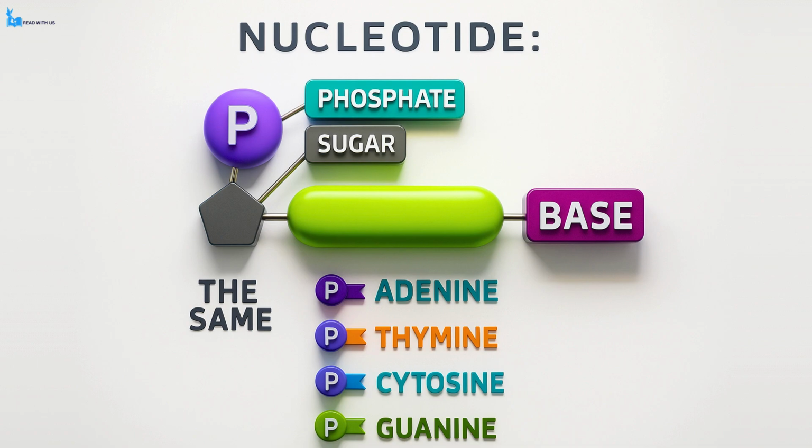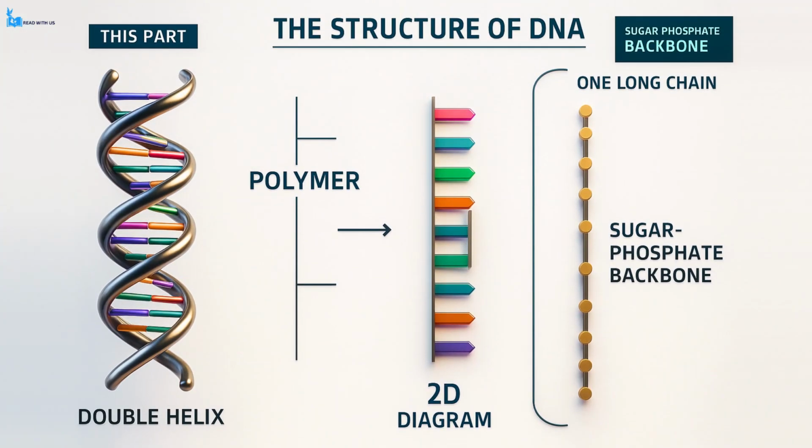This phosphate is chemically bonded to a sugar molecule, specifically a deoxyribose sugar, and on the side is one of four different nitrogenous bases. These bases are adenine, thymine, cytosine, and guanine, often abbreviated to the letters A, T, C, and G. These four bases are what differentiate one nucleotide from another. That means all nucleotides have the same phosphate and sugar groups, but the base is what makes each one unique. Therefore, there are effectively four types of nucleotides in DNA, each corresponding to one of the four bases.